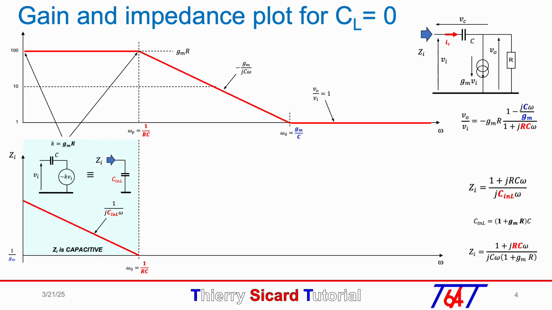After the angular frequency omega p equal 1 over RC and before the unity gain at omega 0 equal Gm over C, the impedance remains at 1 over Gm, and the equivalent circuit can only be represented by a capacitor C and the transconductance current source Gm Vin. Since the input current IC no longer flows through the resistor R, all the current Gm Vin flows through the capacitor C. This equivalent circuit can also be represented by a NMOS with a capacitor placed between its gate and drain.